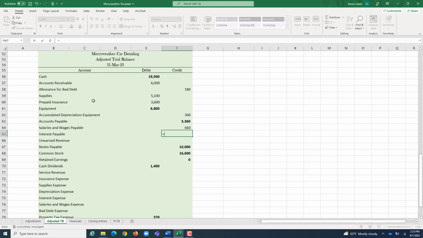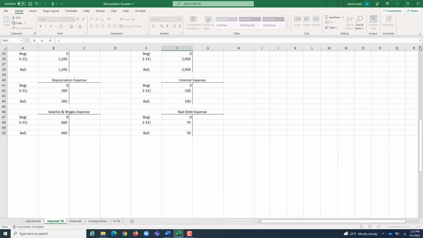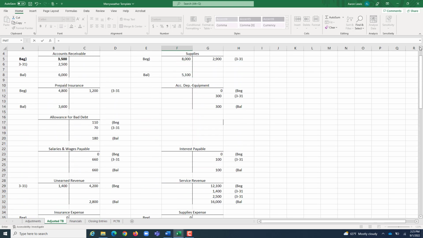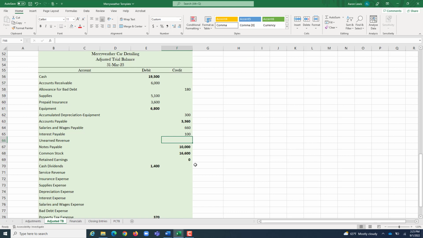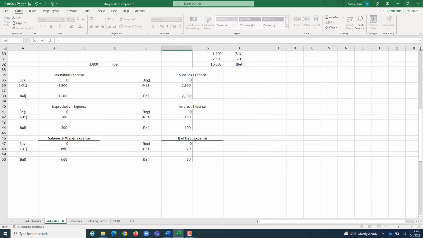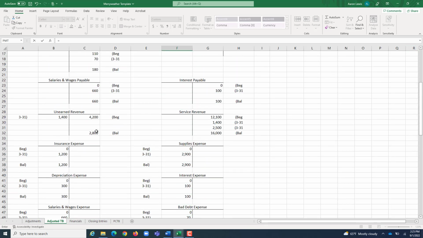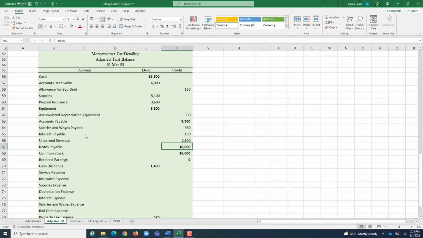We have interest payable next. We'll also have a credit balance as a liability. I scroll up and I see that that account has a balance of 100 right here. We have a credit balance of 100 for interest payable. I click it, I hit enter, bring it down here. Unearned revenue. What is our current balance of unearned revenue? We just found that a minute ago too. It has a $2,800 credit balance. I'm going to bring that number down to our adjusted trial balance, $2,800.